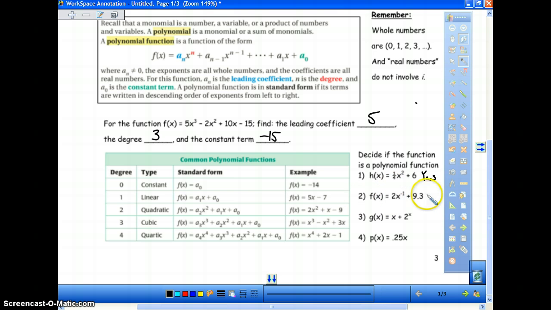Our second one, this is going to be no. And the reason is we cannot have negative exponents. That is not a whole number. A whole number does not involve negative numbers. Our third one is also no, because we have an exponent as a variable, and that cannot happen in a polynomial. And then the last one, this could be a little bit confusing, but this is yes. Even though it's just 0.25x, there's nothing in here that tells us this is not a polynomial. Our exponent is 1, even though it's not shown. Our coefficient is just a decimal, a fraction, so that is a polynomial.